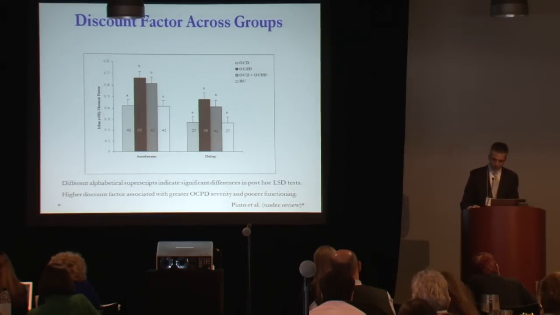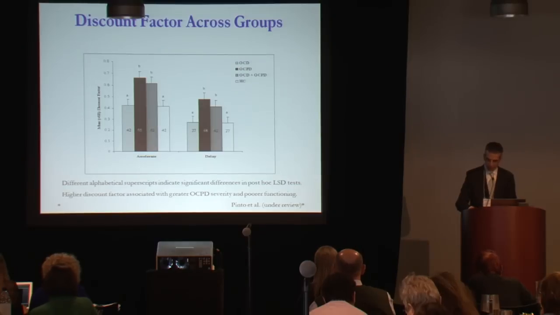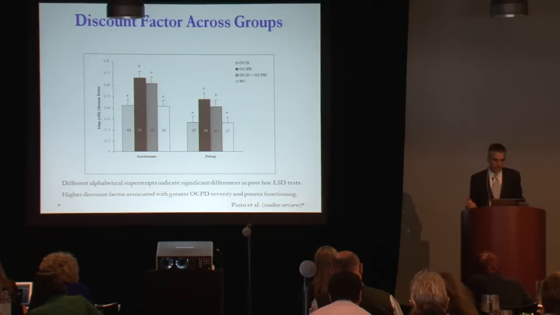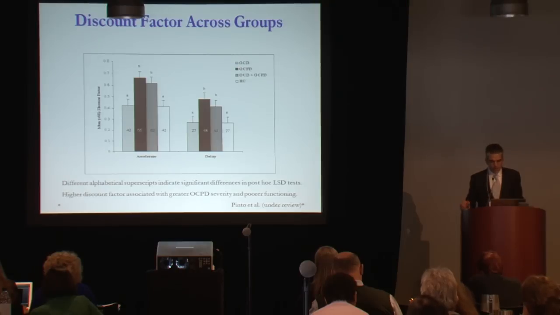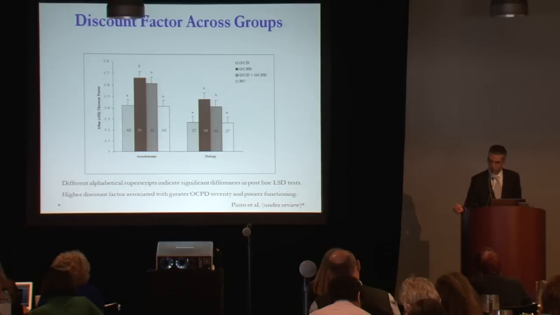So here's the key neurobehavioral finding. What we show here is that there's a distinction between OCD and OCPD in terms of their capacity to delay reward. So the groups that had OCPD, whether or not they had comorbid OCD, had higher discount factors, indicating a greater capacity to delay reward as compared to OCD and controls. And there was no difference between OCD and controls on discount factor. So this excessive control or excessive self-control was only shown in the groups that had OCPD. And what also was interesting is that this higher discount factor was associated with greater OCPD severity and poorer psychosocial functioning.